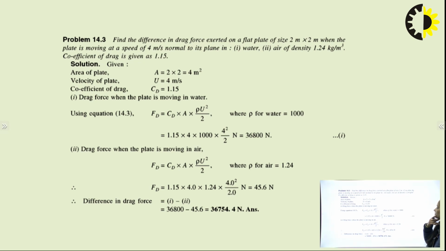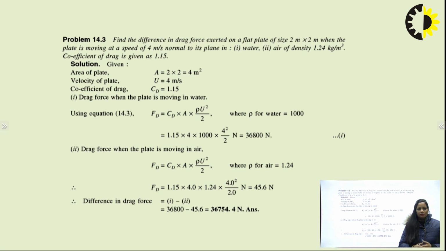Now just recall what is given here. The drag force is exerted on a flat plate, and the size is 2 by 2, that is 4 square meters. The plate is moving at a speed of 4 meters per second normal to its plane. The plate is moving in what media? The first is water, the second is air. The first media is water, so we are going to solve it for the first media.